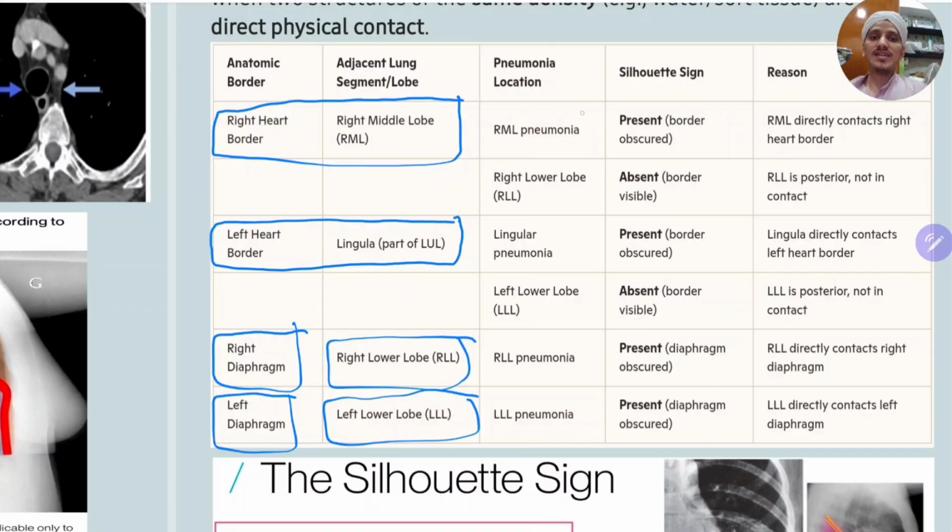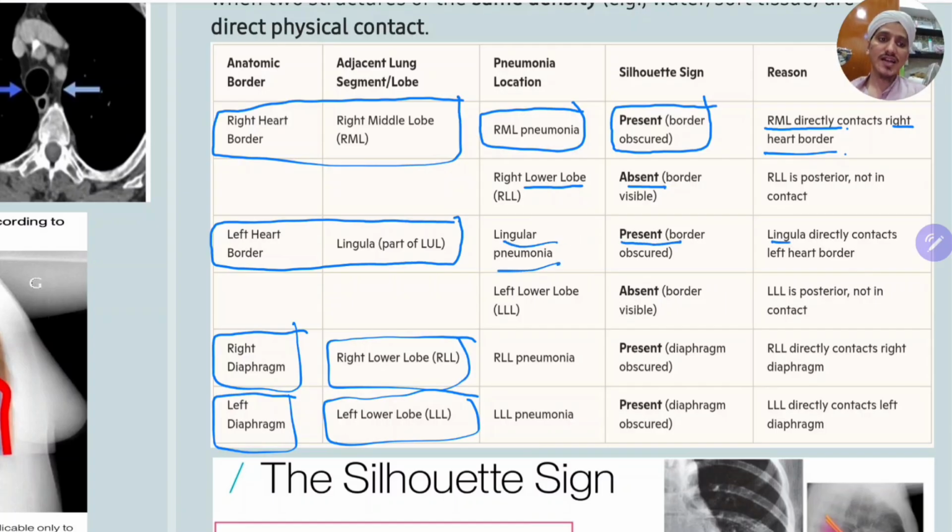Why? When there is right middle lobe consolidation or collapse, for example in pneumonia, then the right heart border will be obscured. That is known as silhouette sign present. Why? Because the right middle lobe directly contacts the right heart border. The right lower lobe is not in direct contact, so the silhouette sign will not be present, meaning there is no obscuration of the border. When there is lingular pneumonia, the silhouette sign will be present because it is in direct contact with the left heart border. But for the left lower lobe, the silhouette sign will not be present.